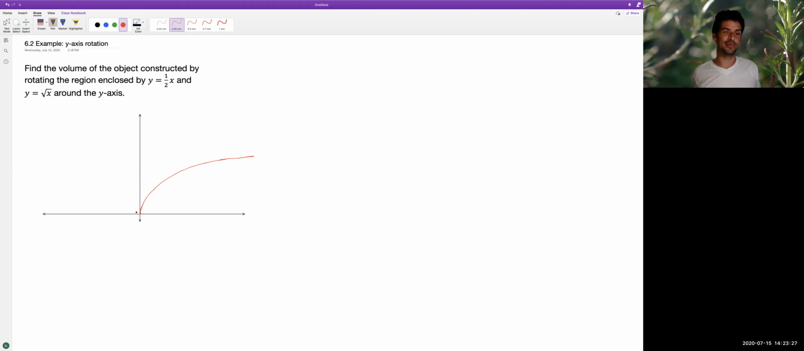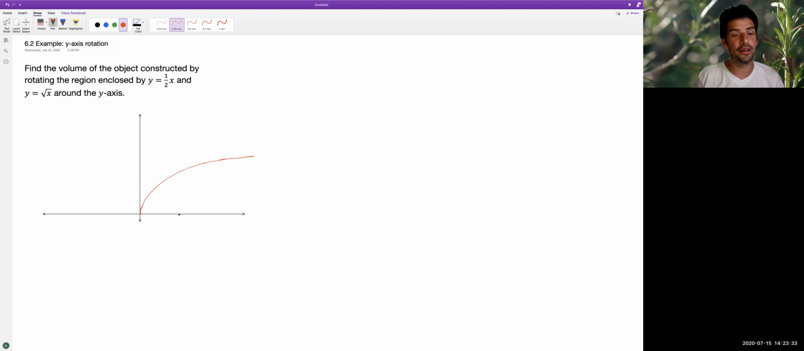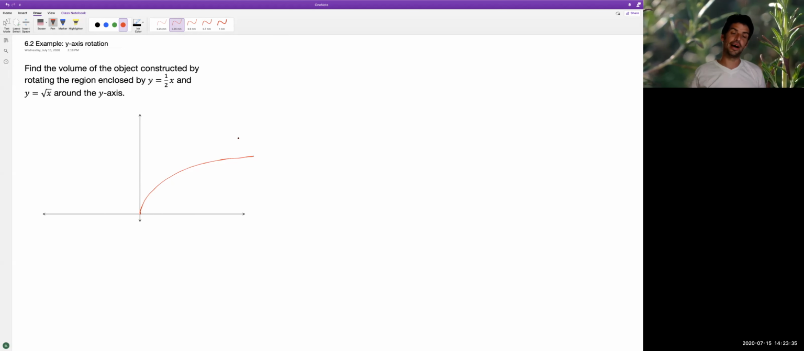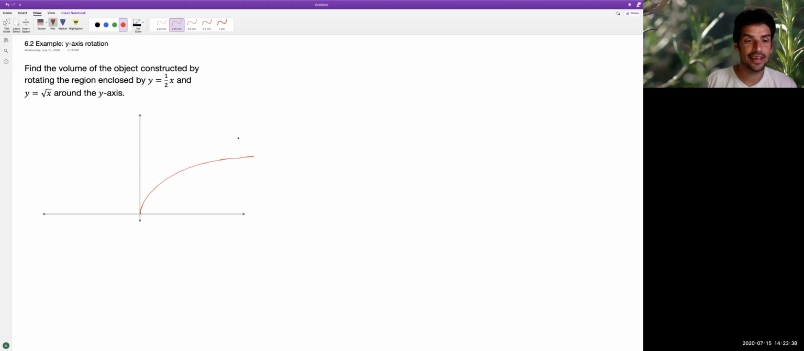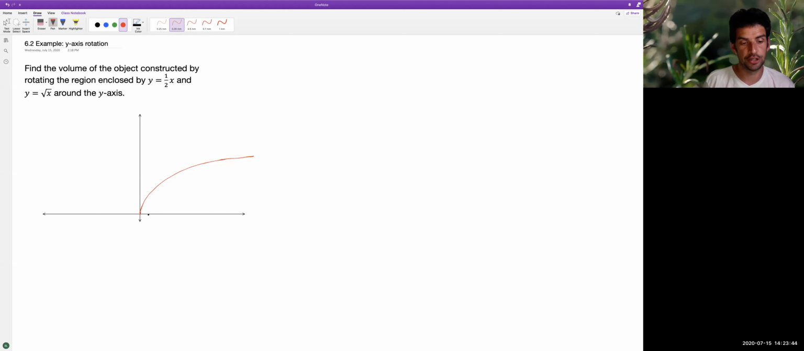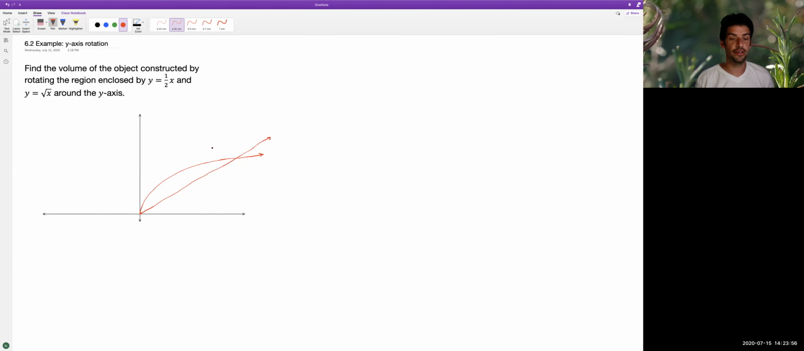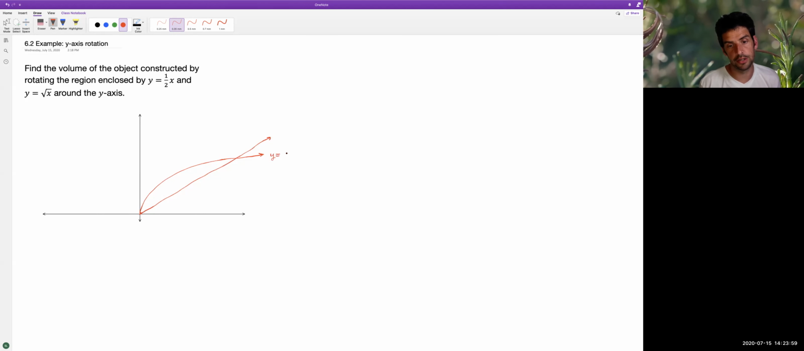So I only care when it says the region enclosed by these, so I'm looking for some section that's completely surrounded by these two graphs. Since this function only exists on the positive x-axis, the line y equals 1/2 x, of course, goes in both directions, but I'm only going to draw the part that's relevant to this shape. So this graph is going to look something like this, right? So these are our two graphs. Let's label them. This one's y equals the square root of x, and this is y equals 1/2 x. Okay, so there's our region.